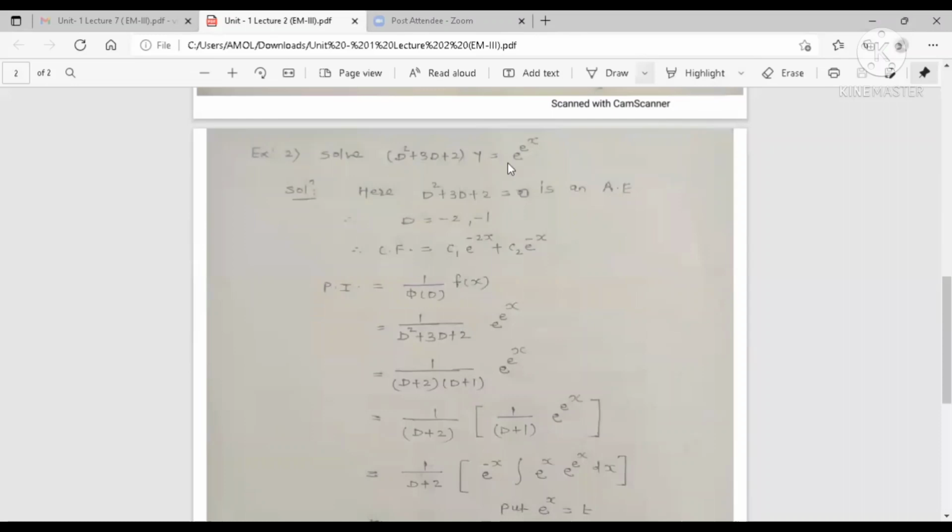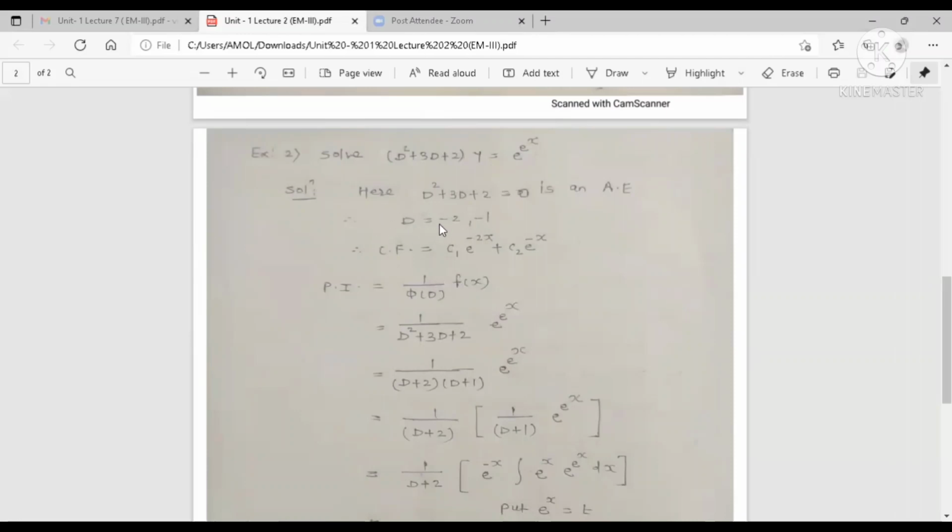Now, the second example of the general method. Solve D square plus 3D plus 2 into y is equal to e to the power x. Now, this is the reduced form of LD. This means it is in the form of phi of D into y is equal to f of x. So phi of D is D square plus 3D plus 2. Equate it to 0, which is the auxiliary equation. Now, it is a quadratic equation, so it has two factors. The factors are D is equal to -2 and -1.